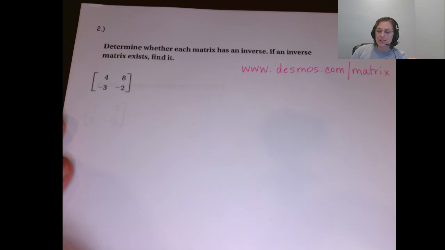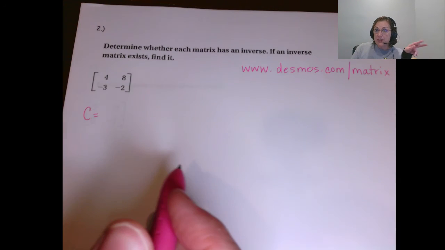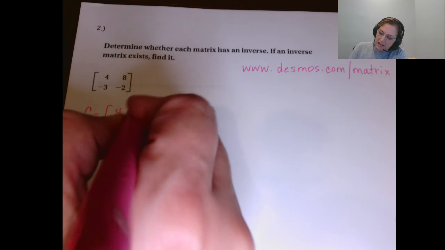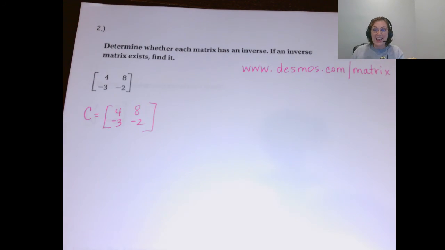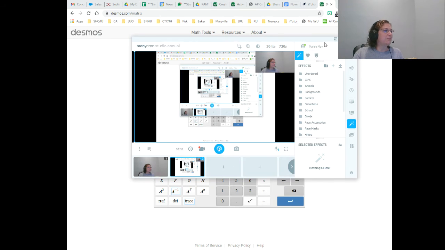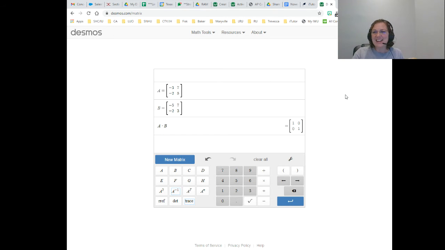So when I go into Desmos, I'm going to create this as matrix C, because remember, we just did matrix A and B. So I'm going to input it, and then I'm going to tell the Desmos calculator, hey, I want an inverse of this. So let me show you how you do that. I'm going to switch over to the calculator. Let that change. Oh, nope, not there. There we go. Okay, let's put in the matrix C.